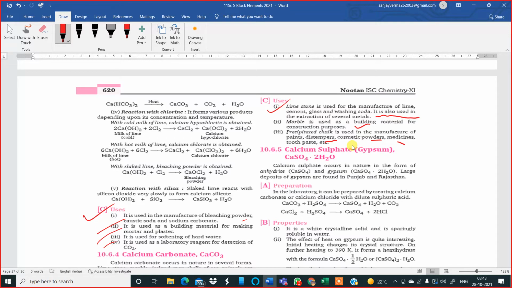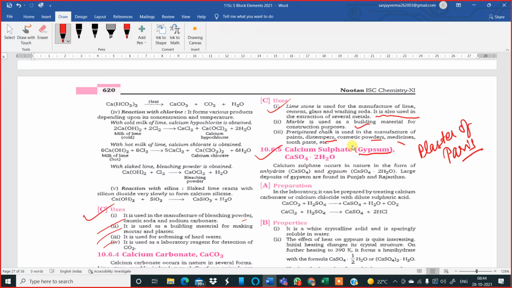After that, calcium sulfate. If you look at this calcium sulfate dihydrate over here, this is also required. It is called gypsum. Okay. And for this gypsum, we have to learn. This is also called plaster of Paris.